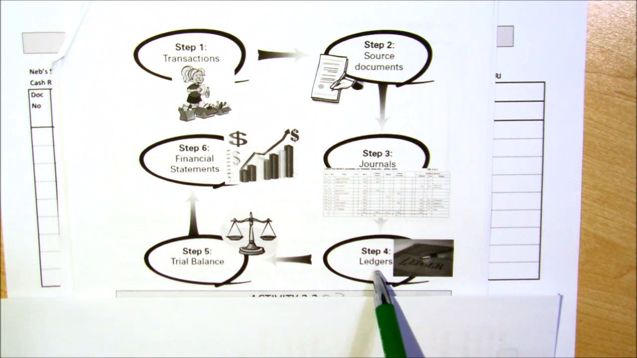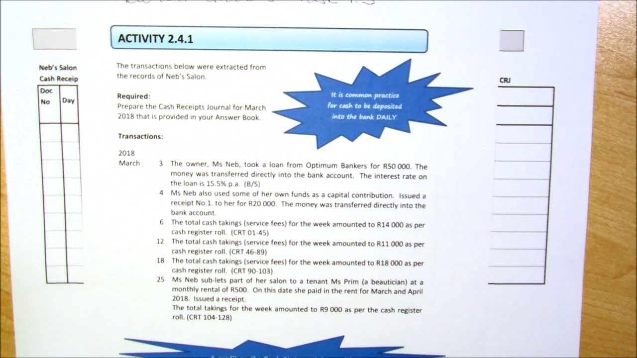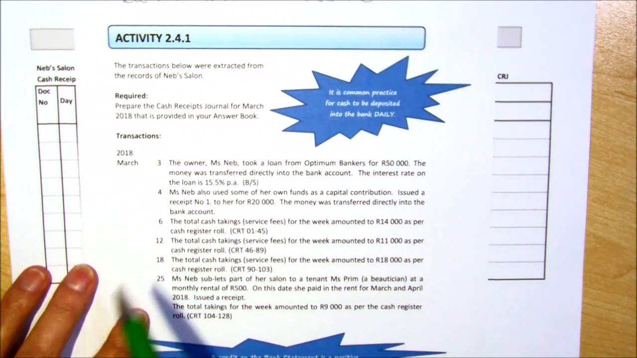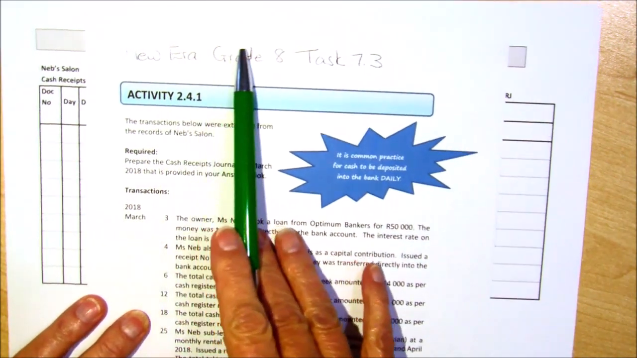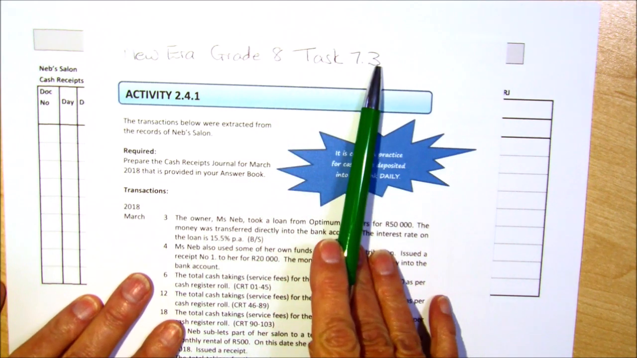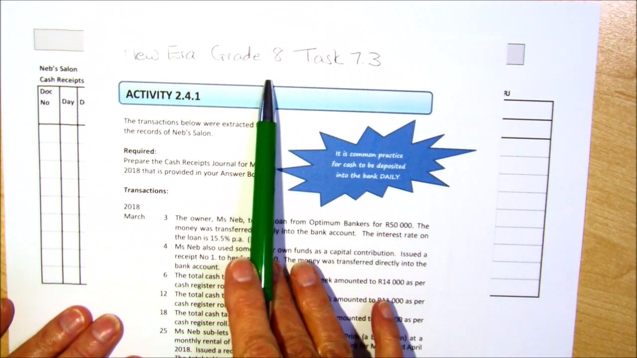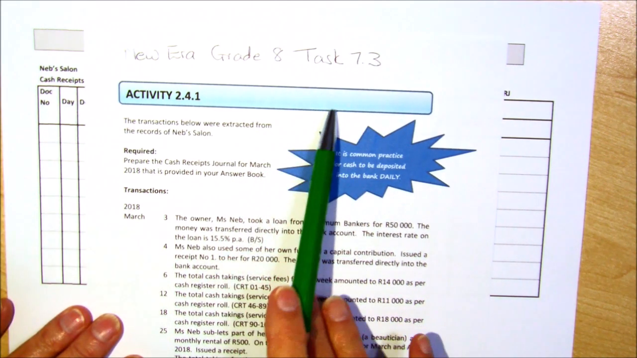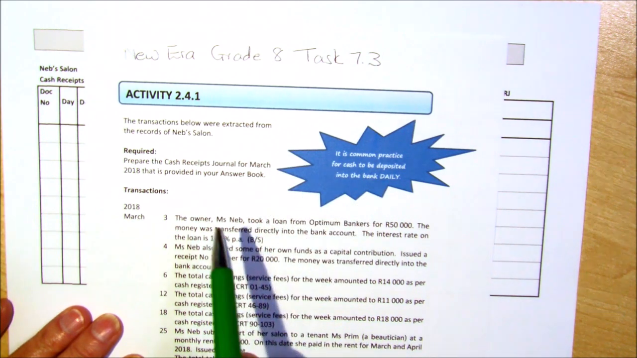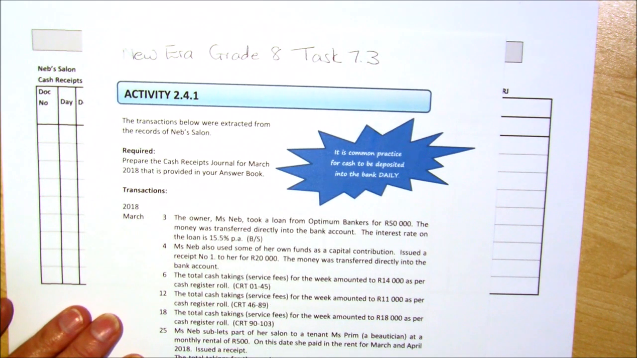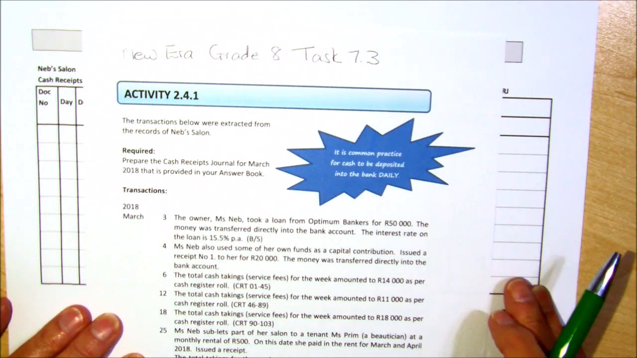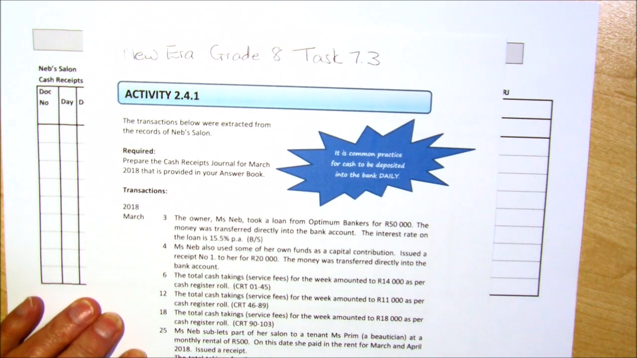So let's start looking at our cash receipts journal. Now, for the purposes of this task, I am going to use New Era, grade 8, task 7.3. If you've got the textbook, please refer to it. It'll help you. Otherwise, you'll just have to follow my example on the web or wherever you are listening to this.